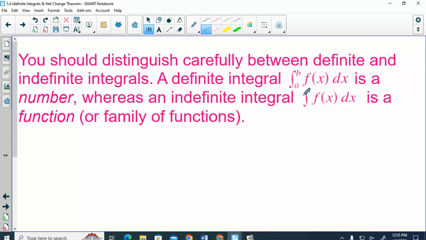So the difference: we call it a definite integral if you have that a and b, your starting and stopping point. And when you work those, you will get a number answer because you're going to plug those into your antiderivative and subtract them. An indefinite integral does not have any limits. So we don't have any numbers to plug in, so we will get a function. We're going to get some kind of expression that's still in terms of x.